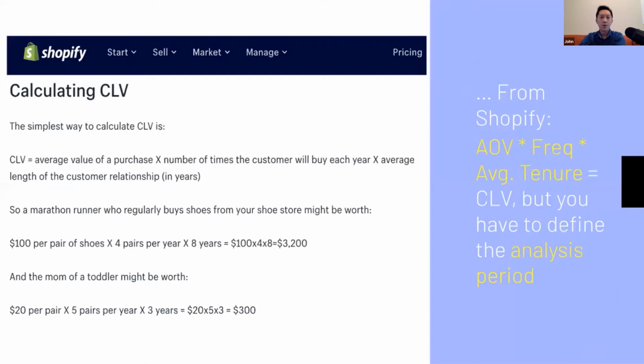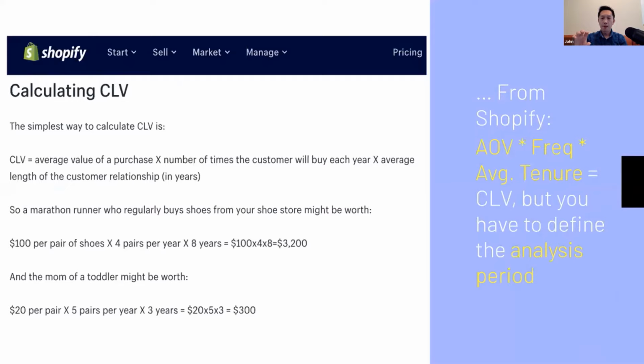So here's what a CLV looks like from Shopify. They define this as the average value of a purchase, the AOV, multiplied by the number of times the customer will buy, the frequency, and then the average tenure with your business.